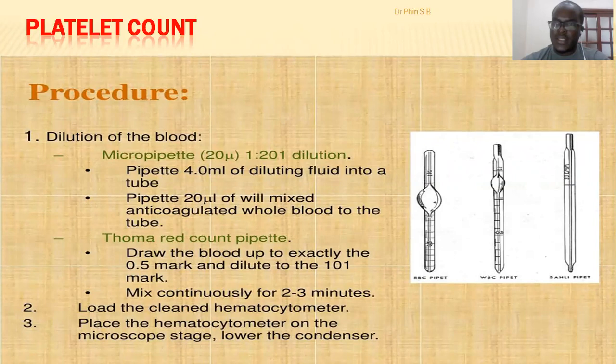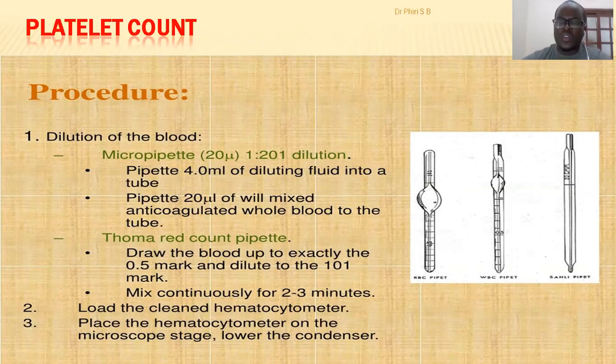There are two methods. You can use micropipettes to do a dilution. For a 1 into 201 dilution, you pipette about 4 milliliters of diluting fluid, which is ammonium oxalate, into a tube. Then you pipette 20 microliters of well-mixed, anticoagulated whole blood into the tube. So you start by introducing about 4 milliliters of ammonium oxalate into the tube, then you introduce your 20 microliter blood sample, and then you mix.